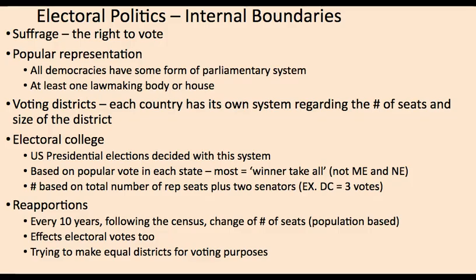Popular representation: all democracies have some sort of parliamentary system, at least one lawmaking body that you elect people to be part of. And of course, in order for that to be fair, they need to come up with districts. Each country has its own system regarding the number of seats and the size of the district. That's where gerrymandering comes into play, how people have manipulated our voting districts to always turn out one way versus another.